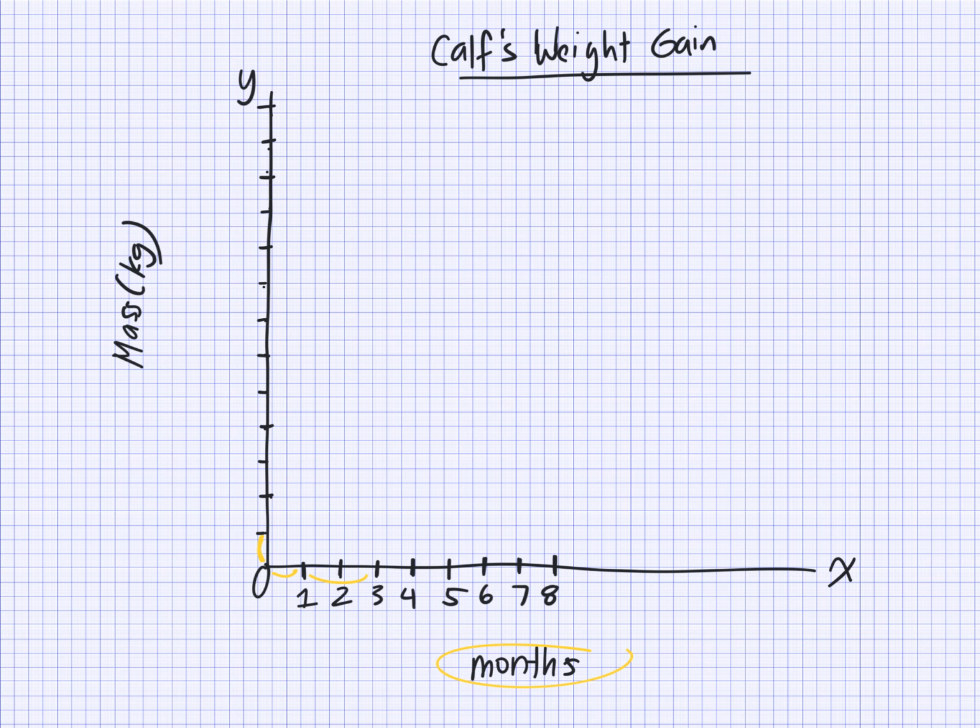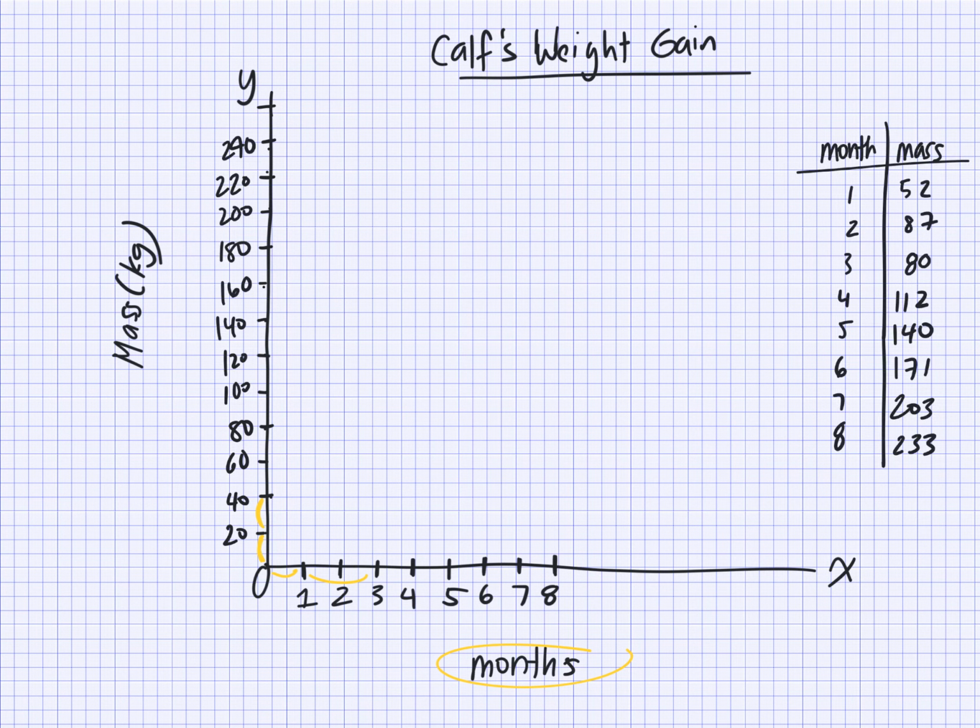I don't have enough space on my graph, so 20s, sure. 20s is perfect. So I'm saying that every 2 spaces represents 20. And I'm going to label it that way. So all we do now, we know that my month is on my x-axis. So I would start at the origin. I go right 1. And I'm going to go up until I reach 52.